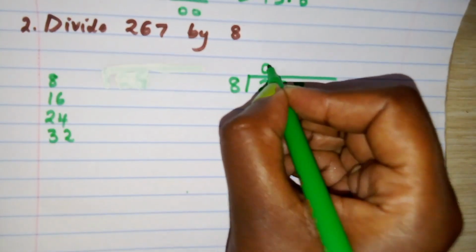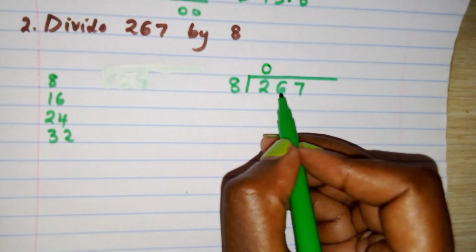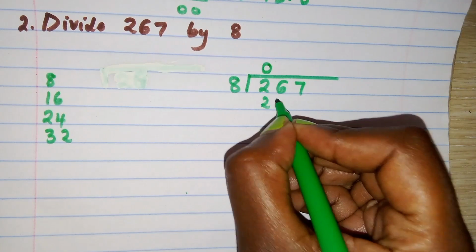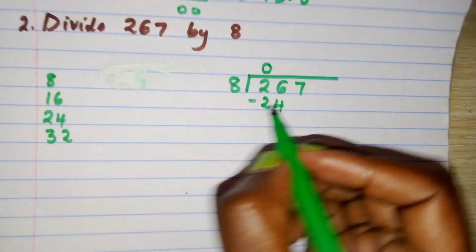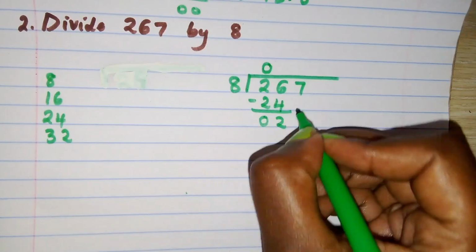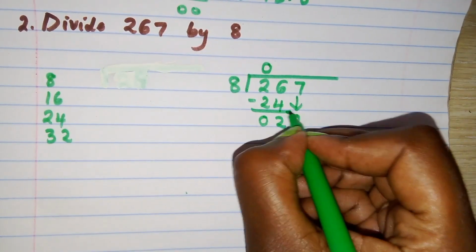So 8 can't go into 2. Put a 0. And then 8 can go into 26. 26, the closest number will be 24. So you write 24 there. 6 minus 4 is 2. 2 minus 2, 0. Drop the 7.